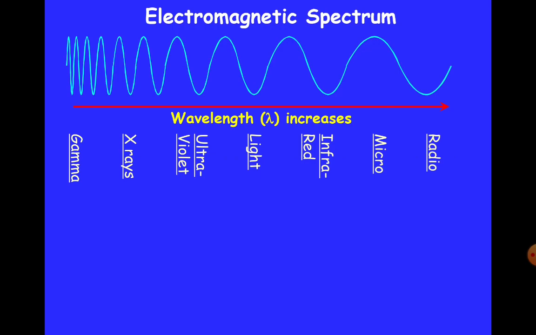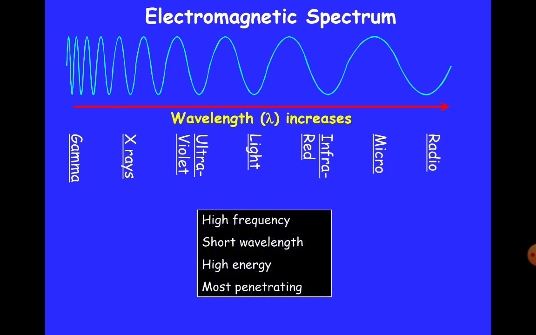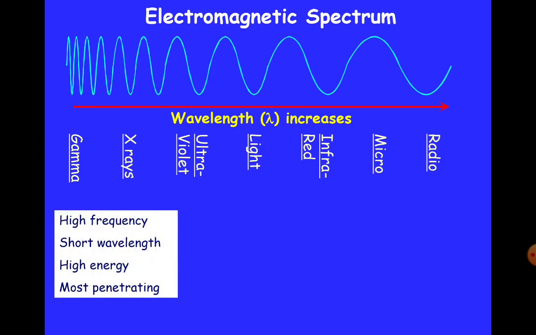From the gamma we go to the X-rays, then we get the ultraviolet, then we get the normal visible light, and to the right we move on to the infrared, the microwave and the radio waves. On the left, let's see, where do we have high frequency, short wavelength, high energy, most penetrating? That is on the left side.